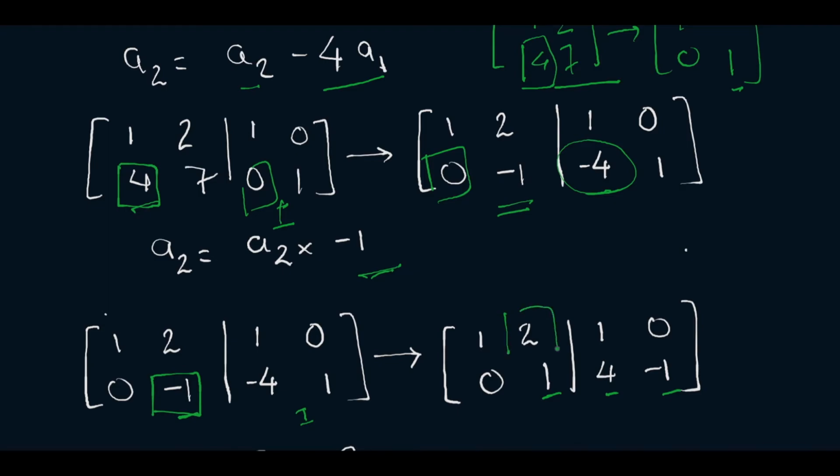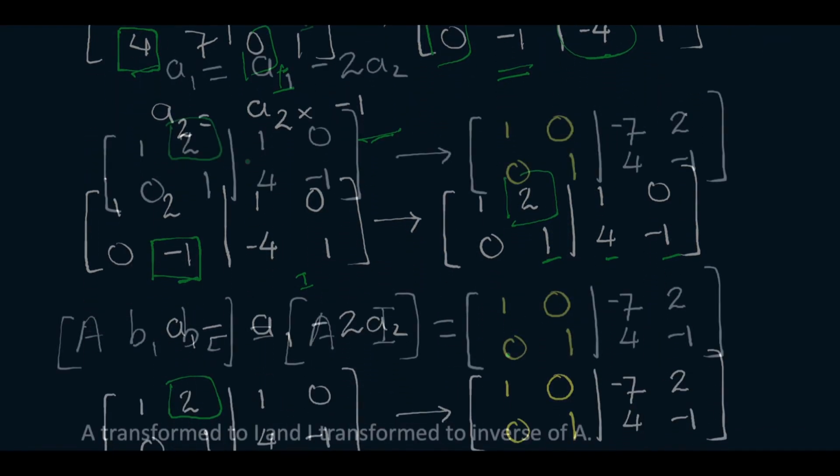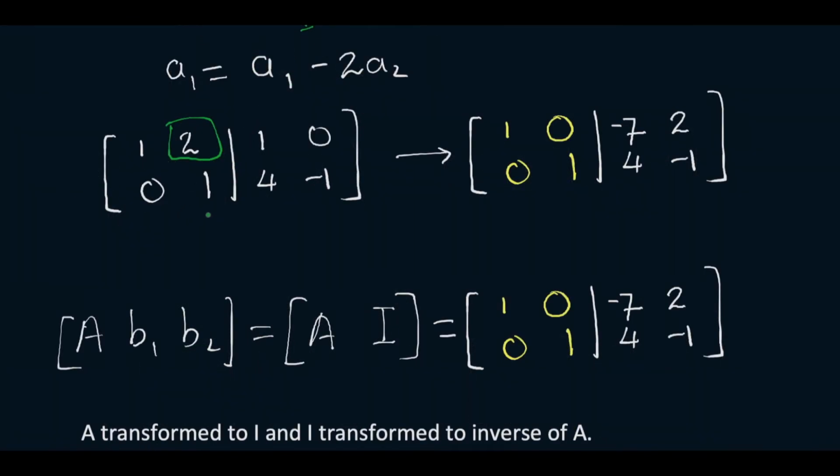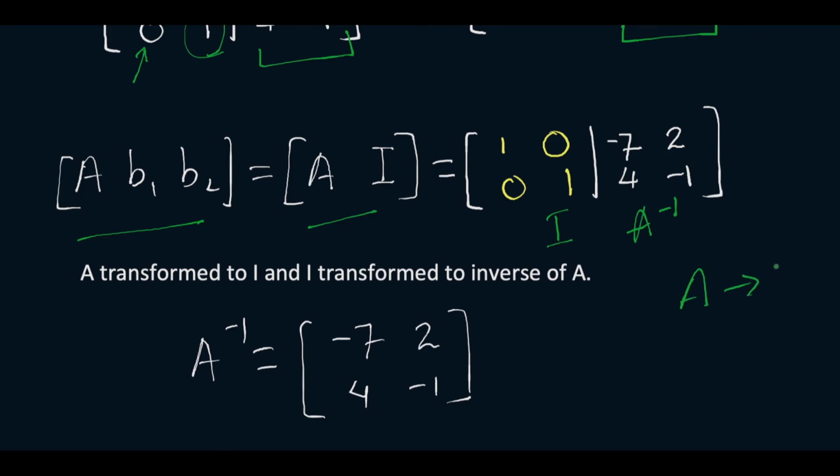Now the only remaining part is this 2. So we will be doing the upper elimination. In the upper elimination we will just use this 1 to get rid of the 2. So we will do the operation R1 equals R1 minus 2 R2. As this is 0, nothing will change in this 1, and this 2 will get changed to 0. The same operation has to be done on this side, and our matrix becomes minus 7, 2, 4, minus 1. So this was the augmented form. We wrote it in the augmented form as A and I, and this is the final form. Now this is I and this is A inverse. So our A transforms to I and I transforms to A inverse.